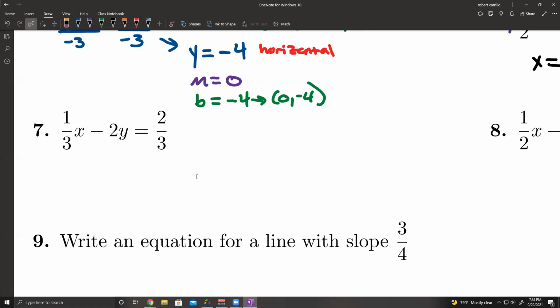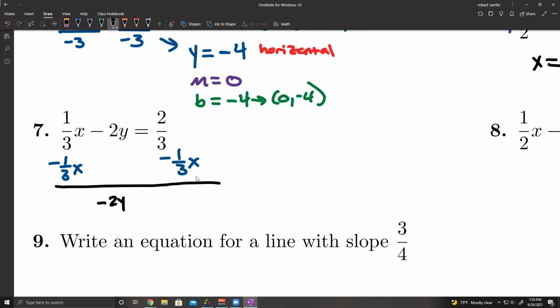Work with them? Okay. All right. I guess so. So we want negative 2y all by itself. So who's moving over to the right side? We're going to subtract 1/3 x to the right side. So we say minus 1/3 x, minus 1/3 x. And here's what we have.